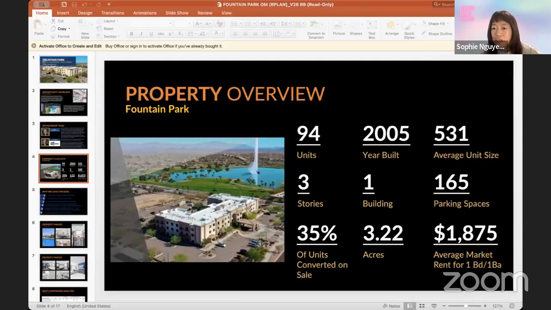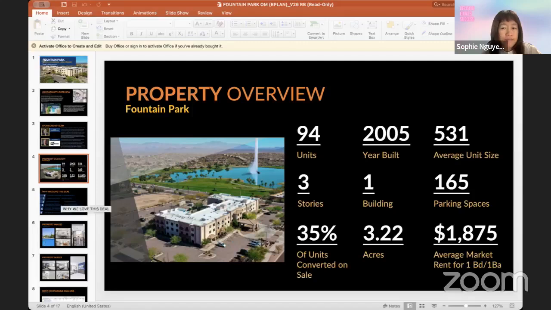The average size is a little bit small, right? It's 531 square feet. I guess this was a hotel room, and now they're converting it to a unit, 3-story with a lot of parking space. The average market rent, they say, for one bed, one bath is $1,875. They already have 35% converted, so now they just finish it up, I guess.